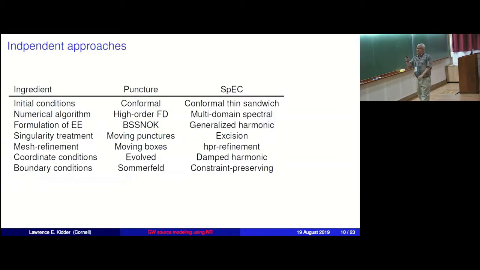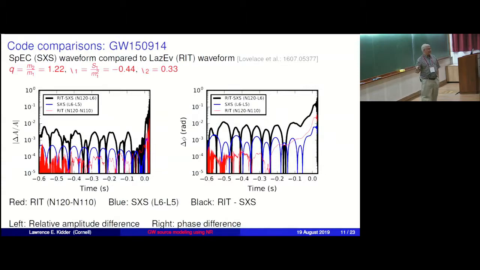The impressive thing about the puncture versus SpEC thing is that all these ingredients that I told you about that go into a numerical simulation, completely different choices are made in the two methods. Different initial conditions, different numerical algorithm, different formulation of Einstein's equation, treat the singularities differently, do different mesh refinements, different coordinate conditions and different boundary conditions, and don't share a single line of code, yet their results agree to within the expected errors of the simulations, and these errors are currently much smaller than the measurement errors of LIGO and Virgo.